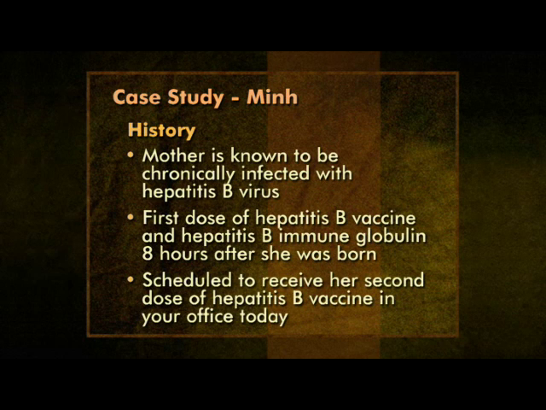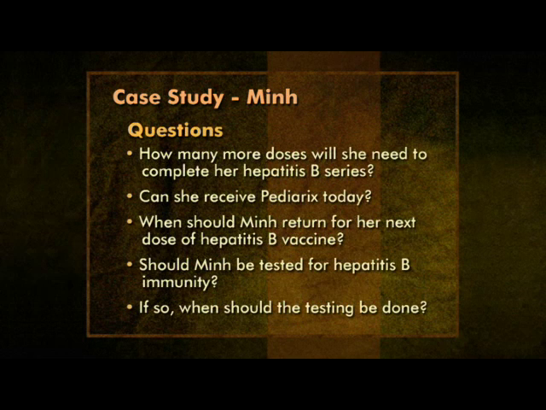Min's mother is known to be chronically infected with hepatitis B virus. Min received her first dose of hepatitis B vaccine 8 hours after she was born. She also received 0.5 milliliters of hepatitis B immune globulin. She has not received any subsequent doses of hepatitis B vaccine. She is scheduled to receive her second dose of hepatitis B vaccine in your office today.